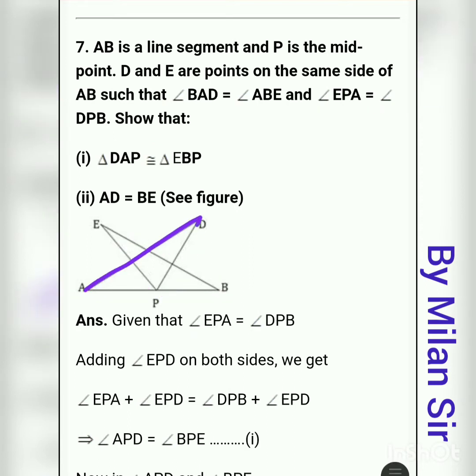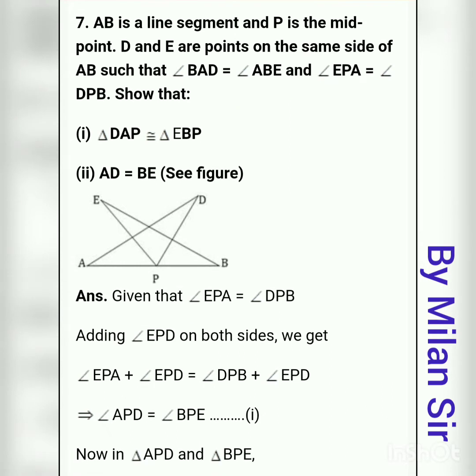We need to prove that these two triangles are congruent, and from that we need to show AD is equal to BE. That we can easily show by using this congruency criteria. So our first work is to prove these two triangles are congruent.